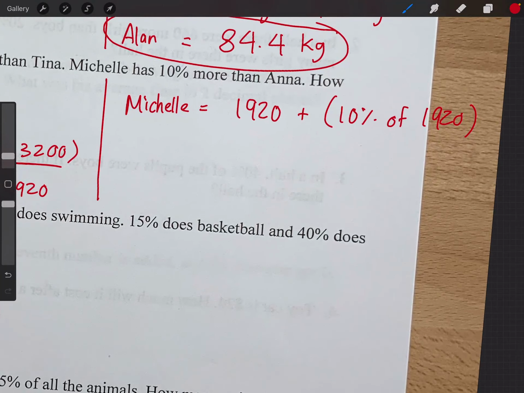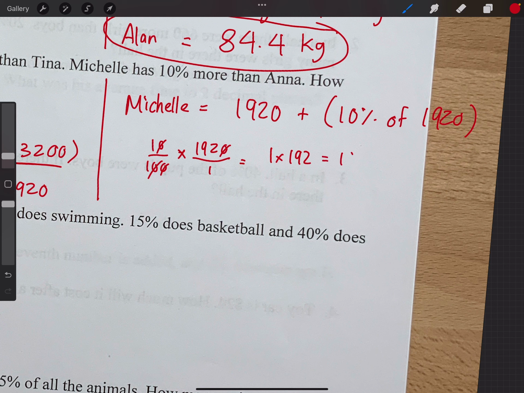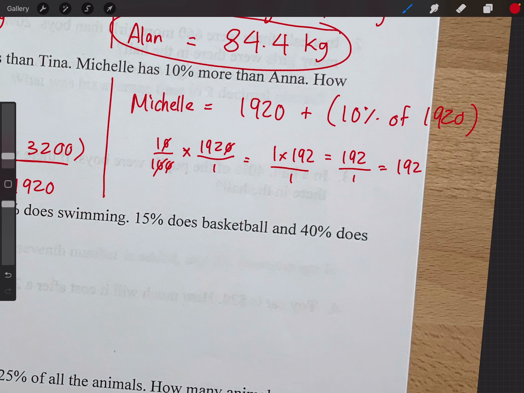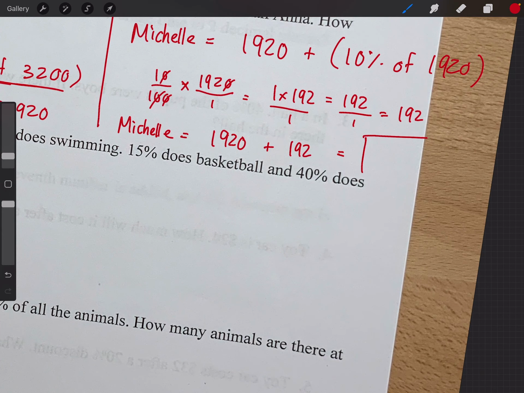Alright, so what's 10% of 1,920? So let's work it out. 10% is 10 over 100. Of means times. 1,920 is over 1. So cross out 0, cross out 0, cross out 0, cross out 0. So you're left with 1 times 192 equals 192. 192 over 1, that's just the whole number, so that's just 192. So that means Michelle has 1,920 plus 192. So you can work out the answer to that by yourself.